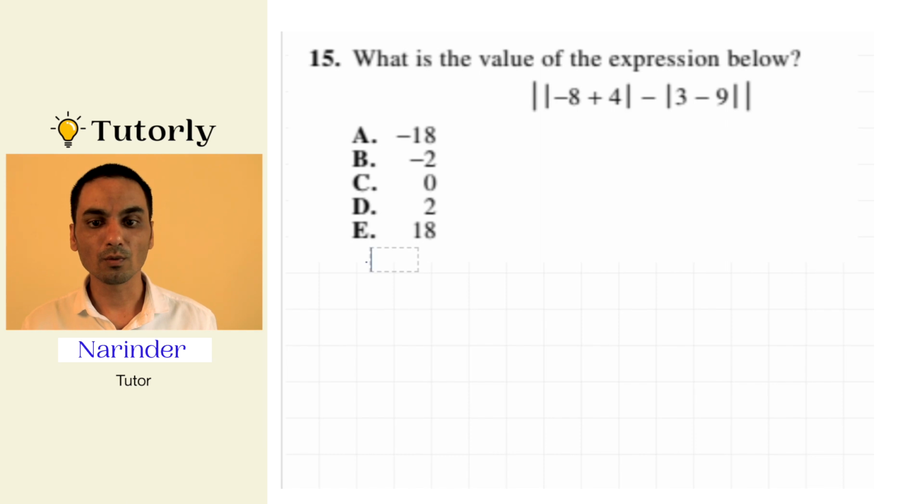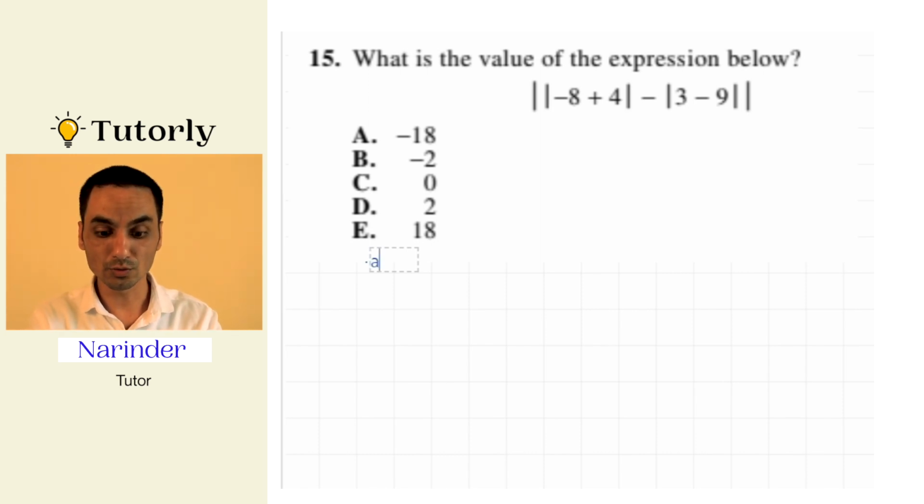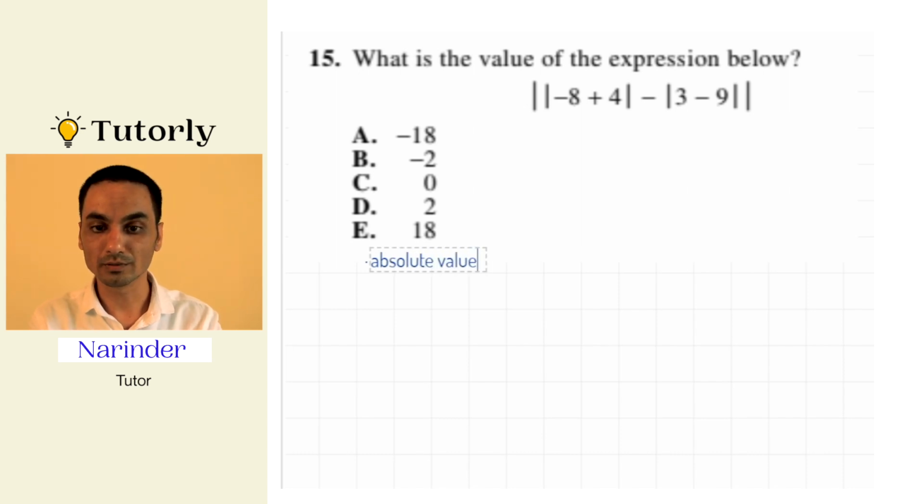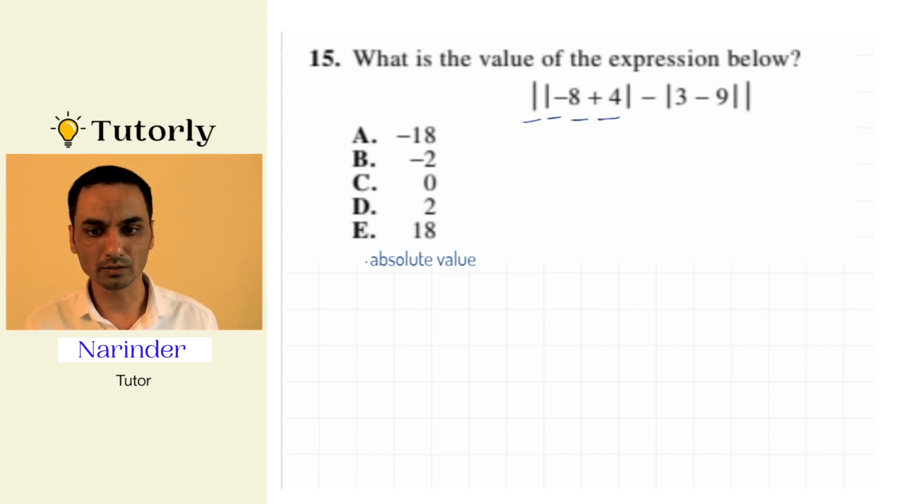Question 15 says, what is the value of the expression below? And I noticed that in my expression there are bars around my numbers. And I recognize those bars as absolute value symbols. So when I read this expression, I would say the absolute value of negative 8 plus 4 minus the absolute value of 3 minus 9.